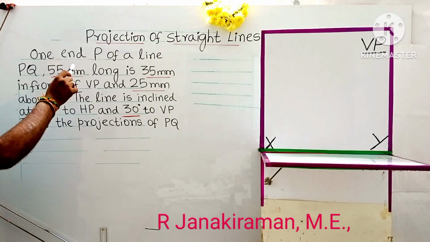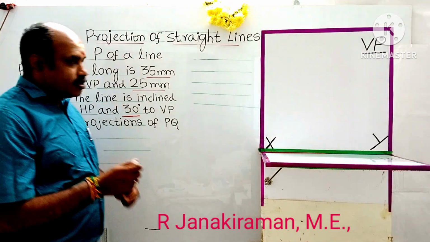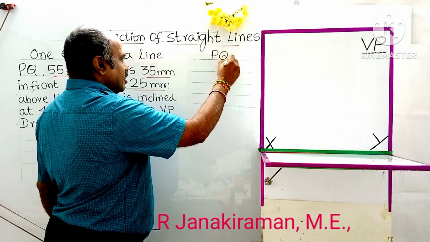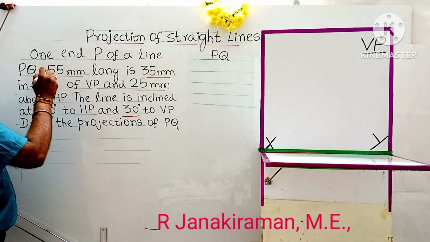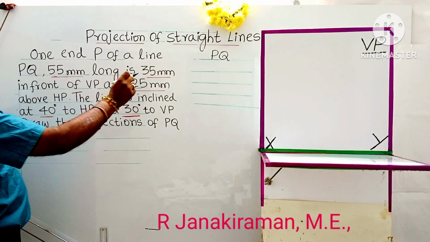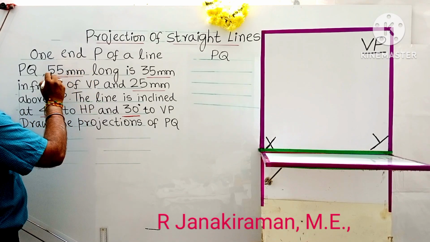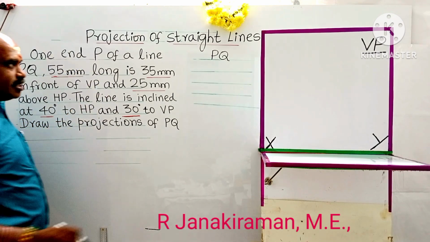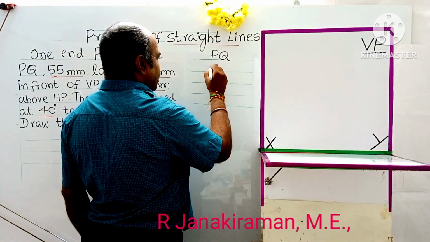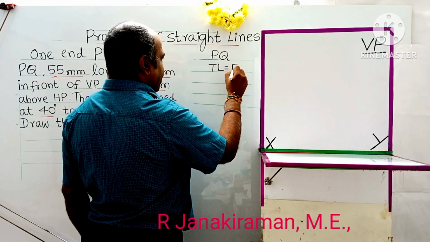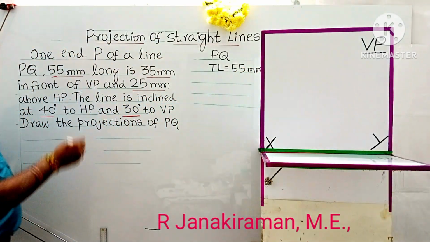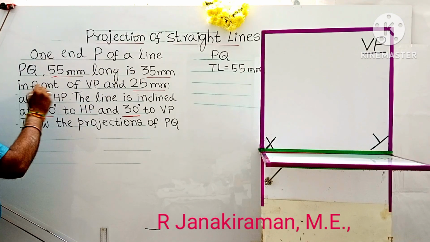The name of the line is given as PQ. You can note down that on the drawing sheet. PQ is the name of the line, and 55 mm long is the true length of the line. PQ is equal to name of the line, and its true length is given as 55 mm. Understand? Next, further you read the question.